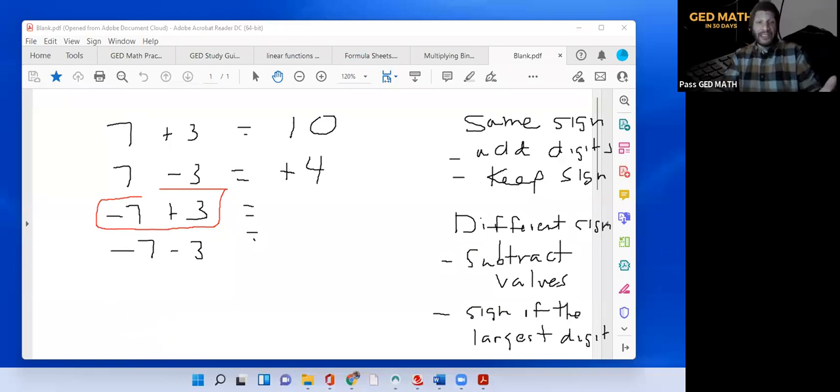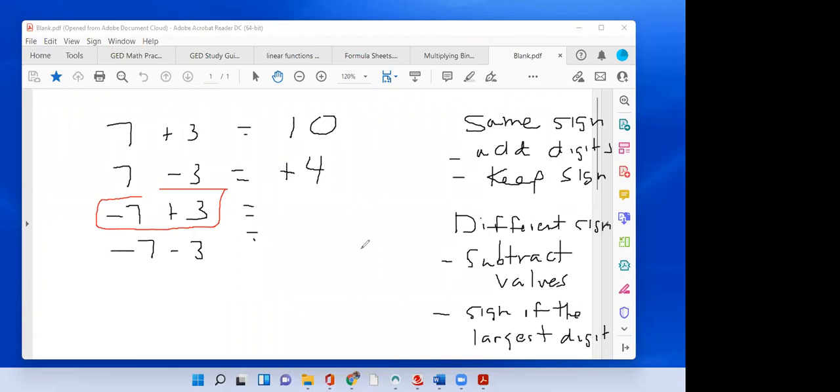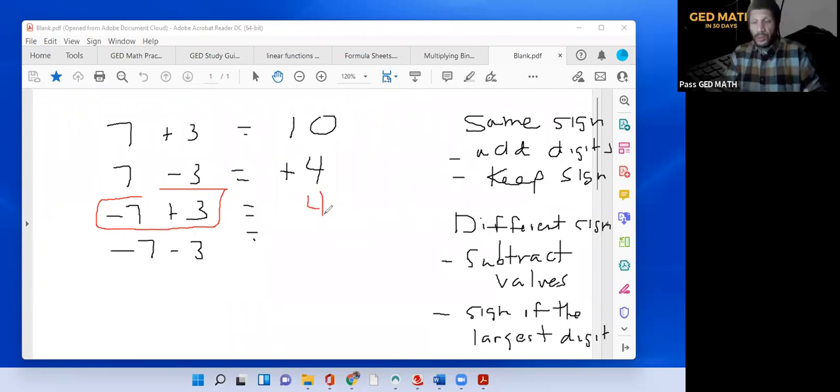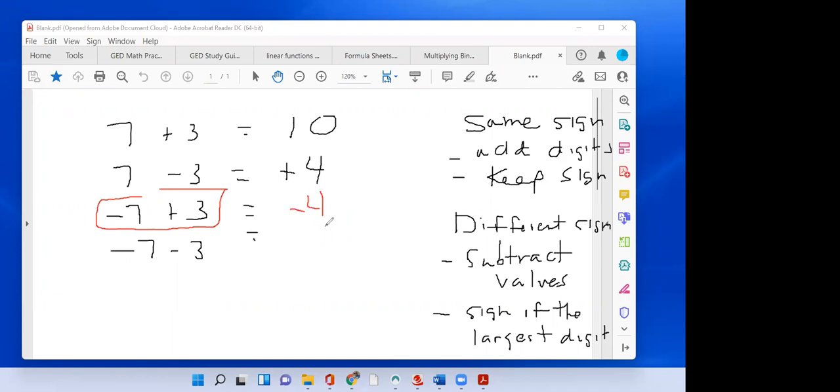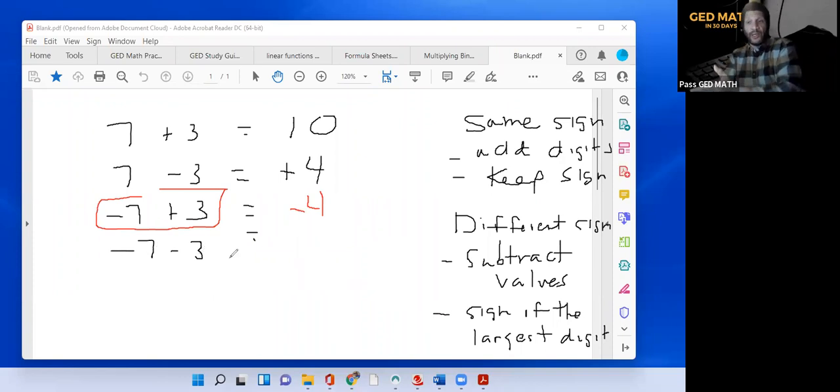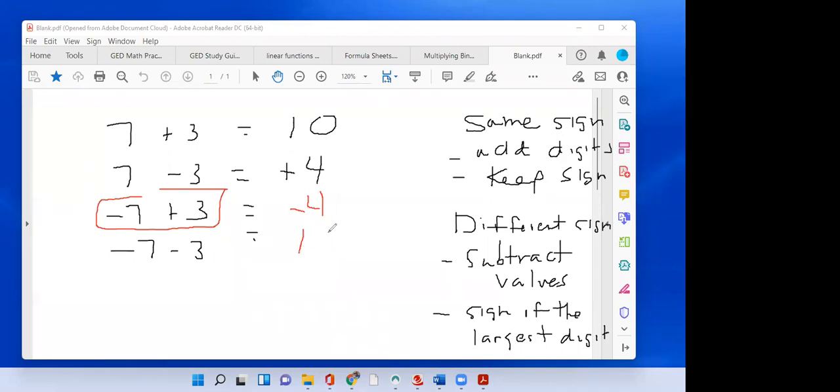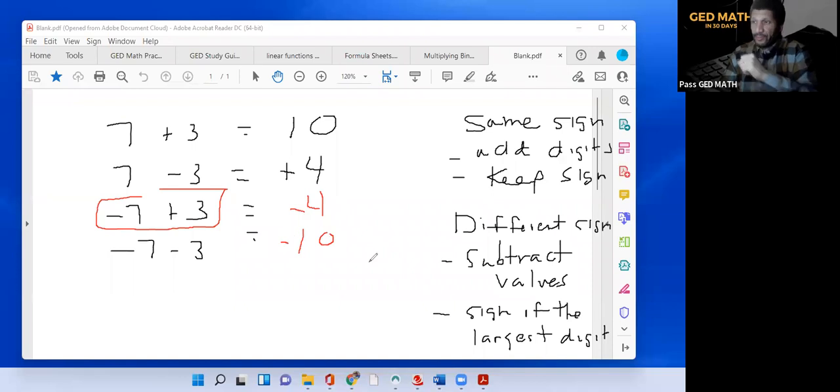Okay. So now -7 + 3, do they have the same sign? No. So 7 - 3 is 4. Now we look at the largest digit, which is 7. What's the sign of the 7? Negative. So it's -4. Okay. -7 - 3. Do they have the same sign? Yes. So we add them. What's 7 + 3? 10. And we're going to keep the sign. -10.